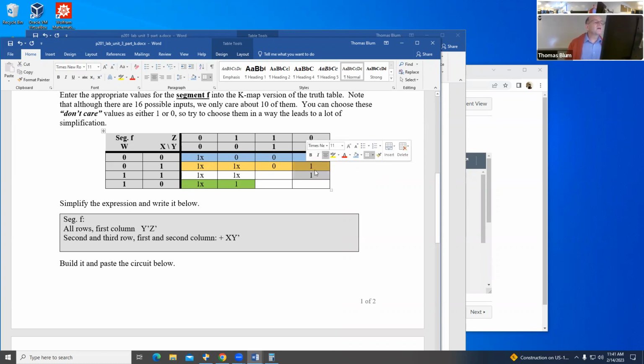And can I do any better? To do better than that, I would either have to go up, which I can't do because of the 0, or over, which I can't do because of that 0. So that's as good as it gets. And so I am in the second and third row again, and this time I'm in the first and last column.